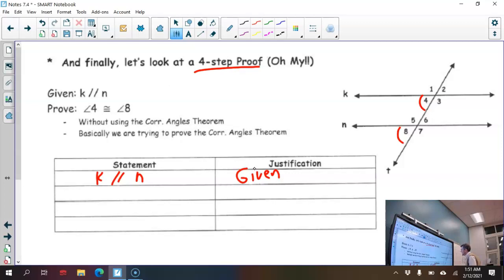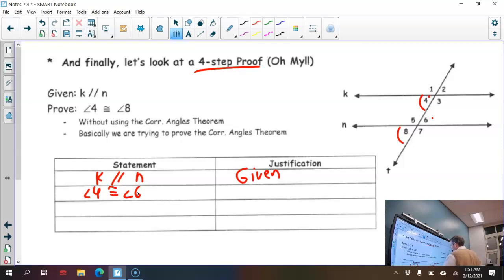Well, I'm looking, I know that angle 8 is equal to angle 6, right? And you know what? I know that angle 4 is equal to angle 6. I think I've got it. I think, let's see, how about this? How about angle 4 is congruent to angle 6? Do you guys know why that's true?